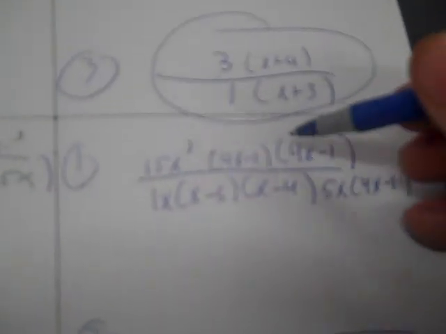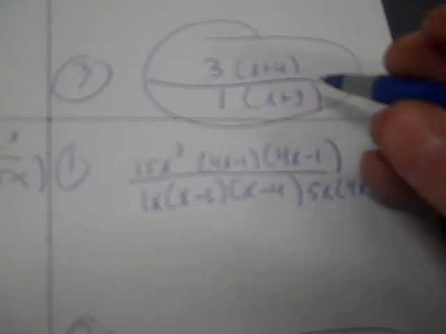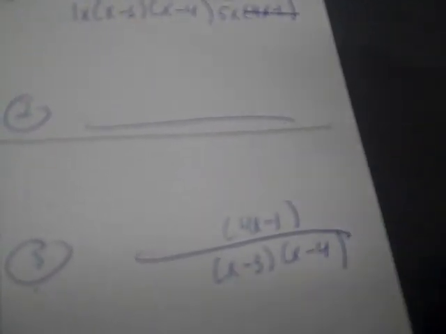And now I start crossing off. Well, really the only common parentheses I have on top and bottom is the 4x minus 1, but you can't get rid of all 3. It's only 2 at a time. So these other parentheses stick around in the product. 4x minus 1, and then x minus 3, and x minus 4. Now go cross them out.